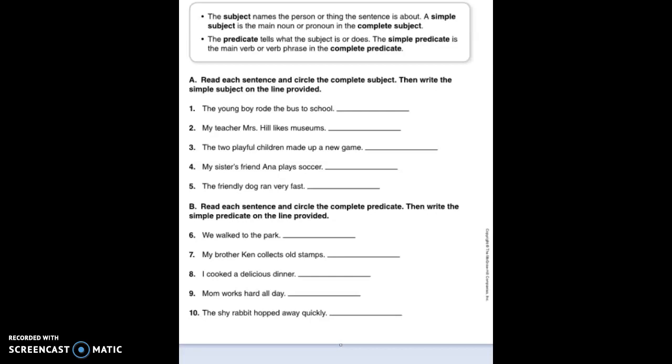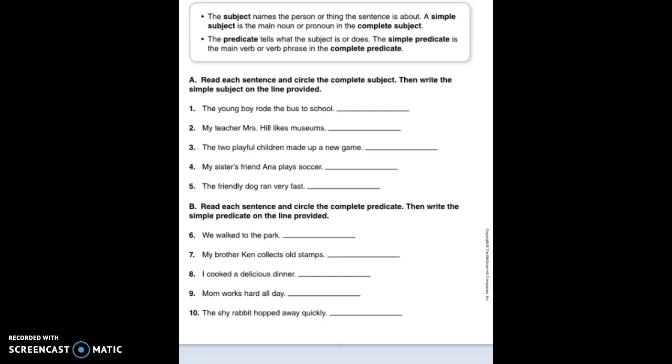A. Read each sentence and circle the complete subject, then write the simple subject on the line provided. So today you're going to use your scratch piece of paper, and sentence number 1 says, the young boy rode the bus to school. What is the complete subject in that sentence? Please write that on your paper.